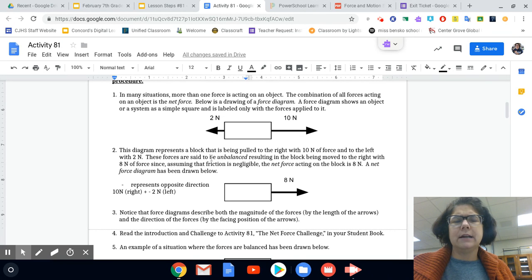Okay, this diagram represents a block that is being pulled to the right with 10 newtons and to the left. They cancel each other out and you're left with 8 newtons of force to the right.